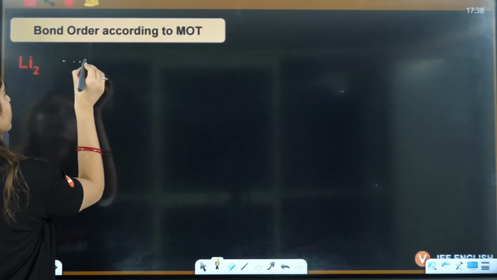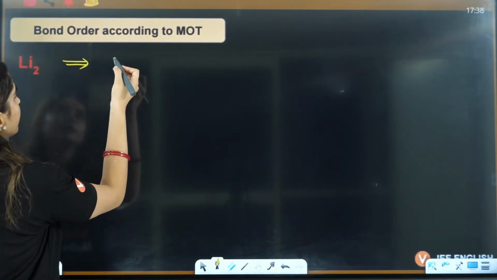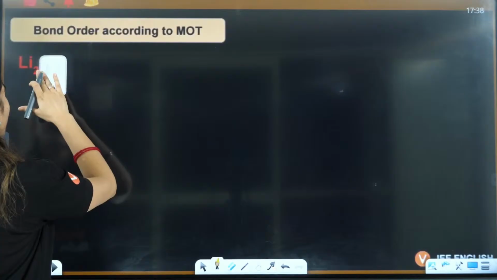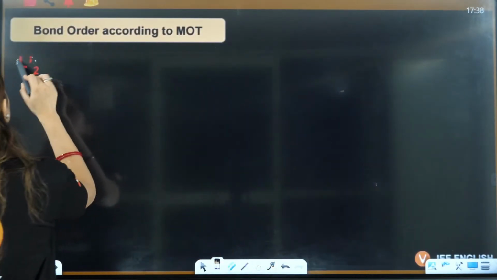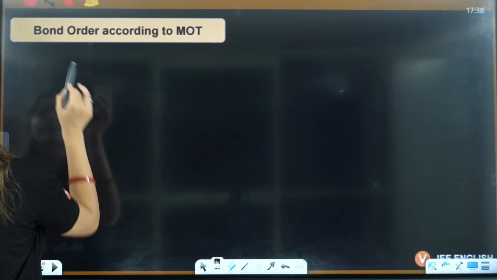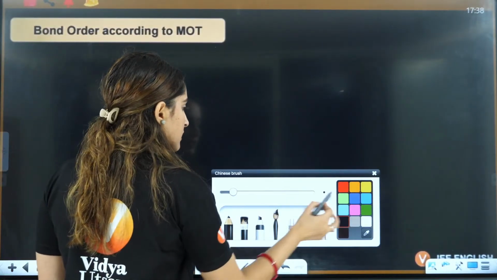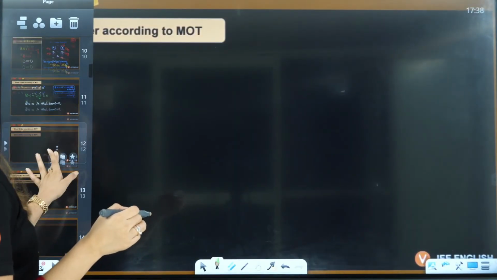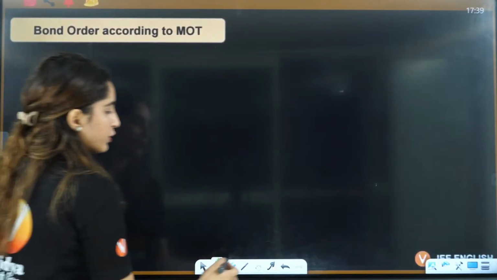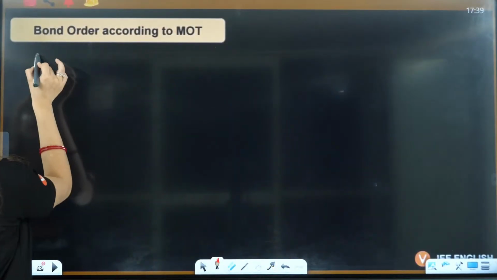Now, next is lithium 2. Rather than lithium, we can study something better. Lithium is such a boring compound, isn't it? Let's study something really interesting. Let's study CN negative. I hope it is not there. Yes, it is not there. Let's study something difficult, okay? Let's study CN negative.